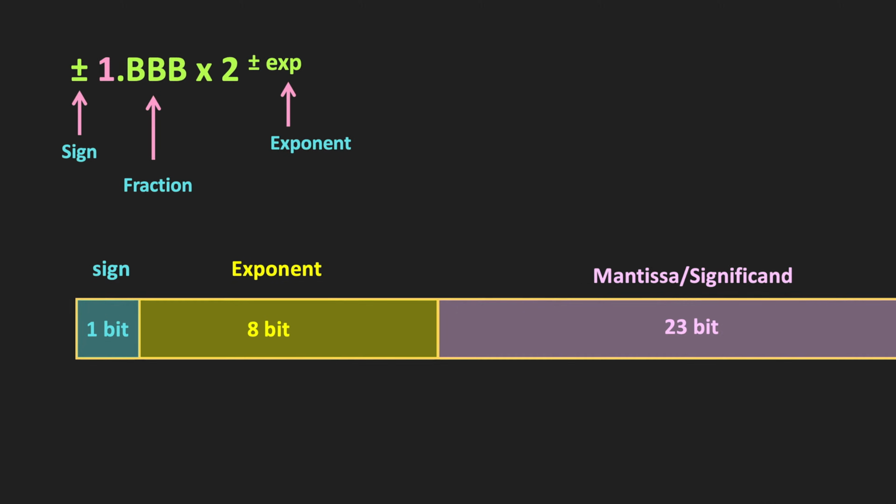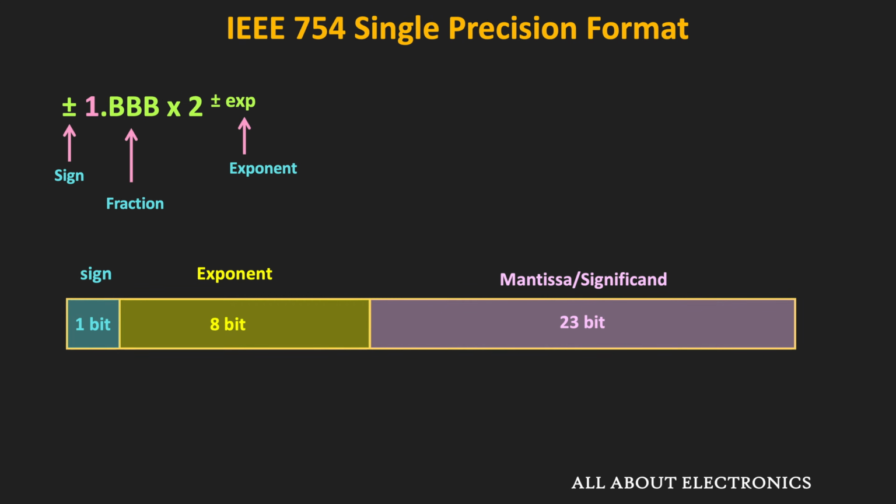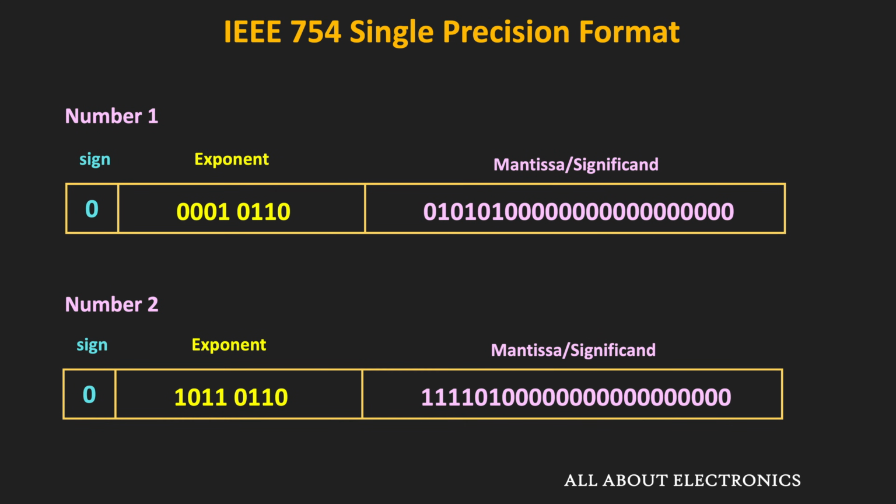Now for the exponent value, if there is a continuity in the number representation, then comparing the two numbers becomes much easier. For example, let's say we want to compare these two floating point numbers. Here, just by comparing the exponent of the two numbers, we can say that number 2 is greater than number 1. That means when we want to compare two floating point numbers, this biased representation is very useful. And that is why the exponent is represented in this biased representation.